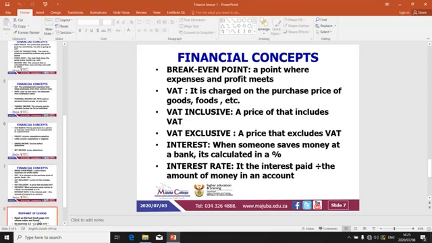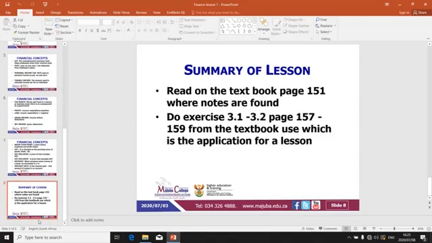Okay, so for this lesson, you have to read the concepts. They are on page 153, where you will find different notes concerning the financial concepts. You are expected to do exercise 3.1 to 3.2 on pages 157 to 159 from the textbook that we are using for level 3. I thank you. That is the end of our lesson.